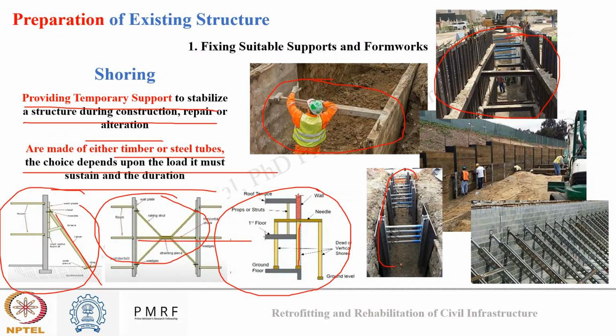Here again you can see horizontal hydraulic shoring being used. Here wooden shoring was used. Here steel shoring was used. Here you can see inclined metal shoring is used. Here you can see vertical shoring is used. So based on the application and the need, different types of shoring or temporary supports are provided to the structure before carrying out any repair or retrofitting.